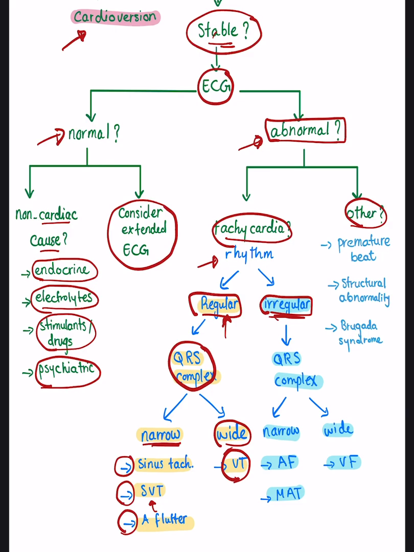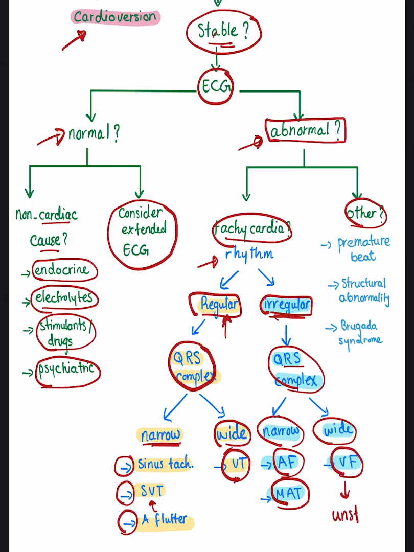Now, if the rhythm is irregular, you have a different differential, and you look at the QRS complex. If it's narrow, then think of atrial fibrillation and multifocal atrial tachycardia, and we will discuss this later on. And if the QRS complex is wide, then think of ventricular fibrillation. In this case, usually the patient is actually unstable.